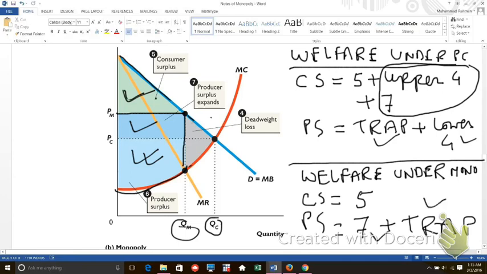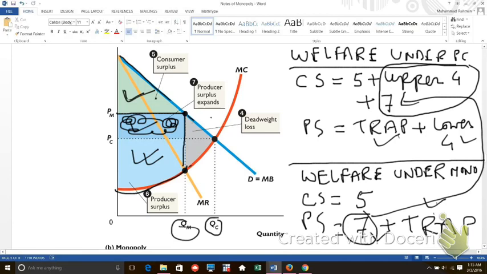So notice that the trapezoid is common. Under monopoly, we see a new area 7 becoming part of producer surplus, which was part of the consumer surplus before. So this rectangle used to be part of consumer surplus in perfect competition. Now it is part of producer surplus under monopoly. So there has been just a redistribution of surpluses. It's not an economic loss.